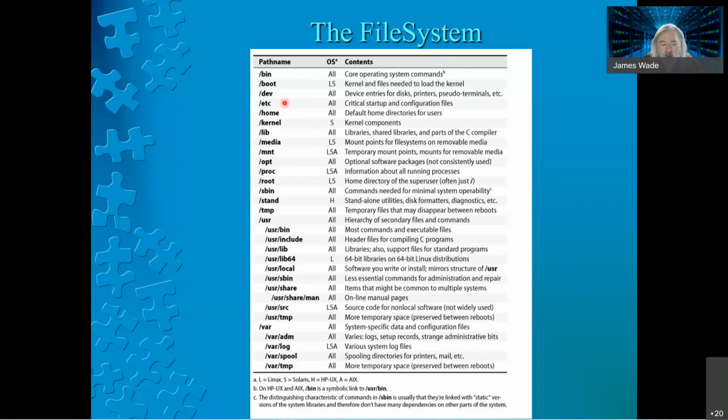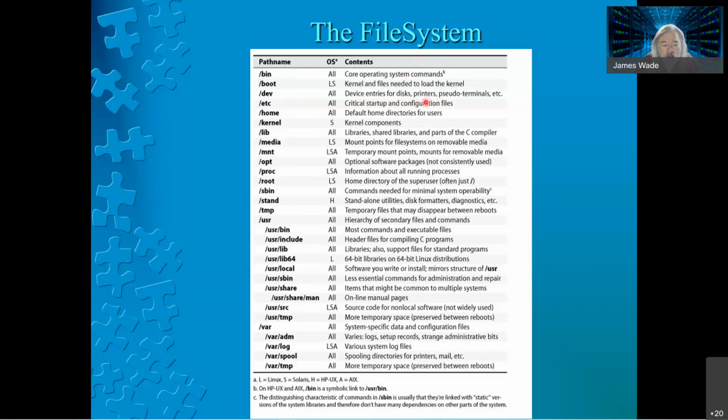Now, if I said, well, tell me some of the important directories on a Unix system, and you didn't say /etc, I would be going, oh, okay, well, thank you very much. Have a nice day. The /bin directory, a lot of those core commands are there, like ps or ls are in the bin directory. /dev directory, this is where all of our device entries are for disks, printers, pseudo terminals.